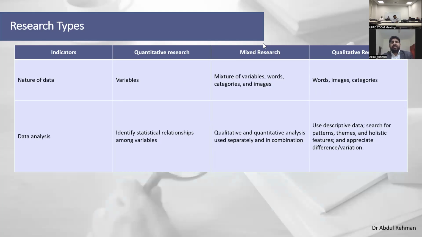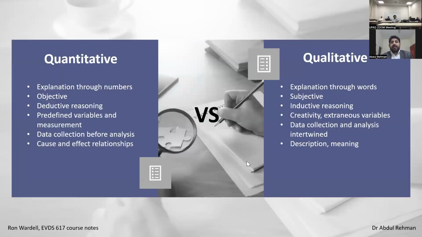So, nature of data: in quantitative, variables, and in data analysis we identify statistical relationships. On the other side, qualitative research uses descriptive data, words, images, categories, searches for patterns, themes and holistic features, and appreciates difference and variation. So this is the major difference between qualitative and quantitative. I think now you can understand that in quantitative, we explain through numbers. In qualitative, explanation is through words. Quantitative is objective, qualitative is subjective. One uses deductive reasoning and the other inductive reasoning.